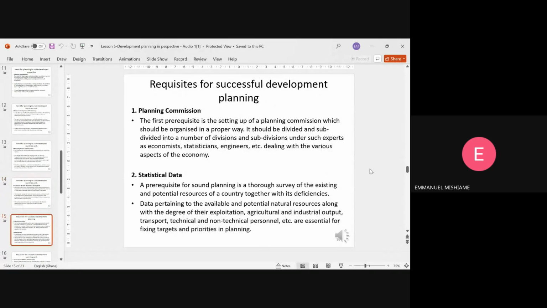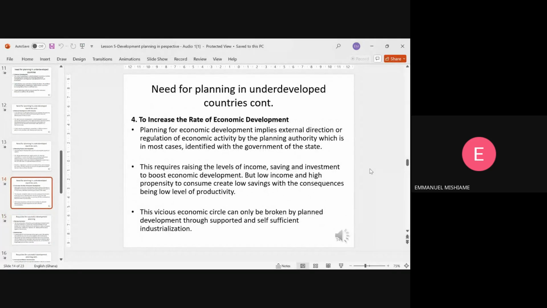All right. So these are the needs, why we need planning. Why it is essential, especially in the underdeveloped or the developing countries. These reasons are why we need planning. All right.